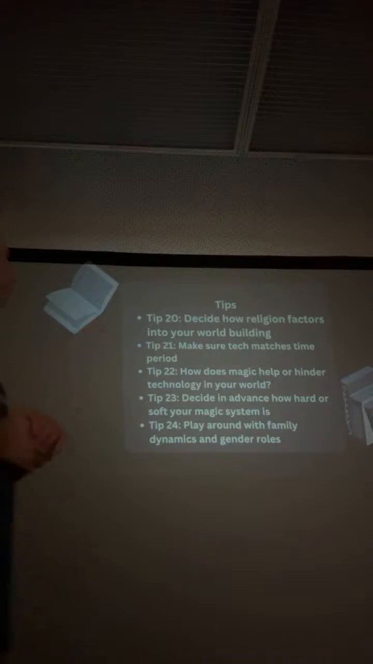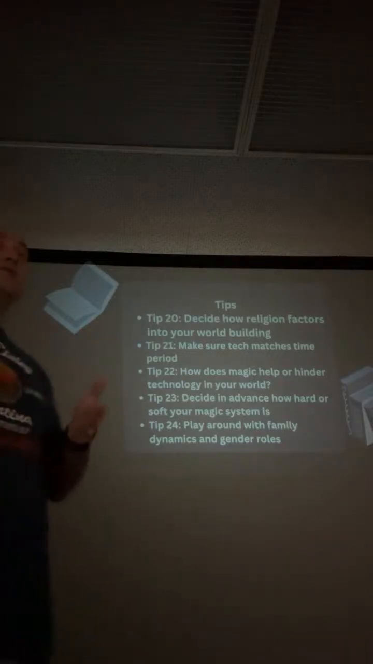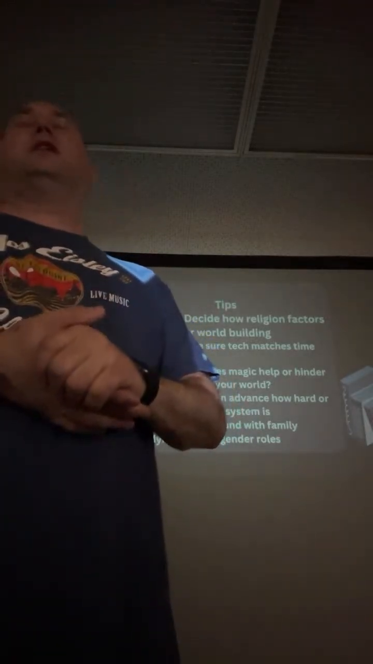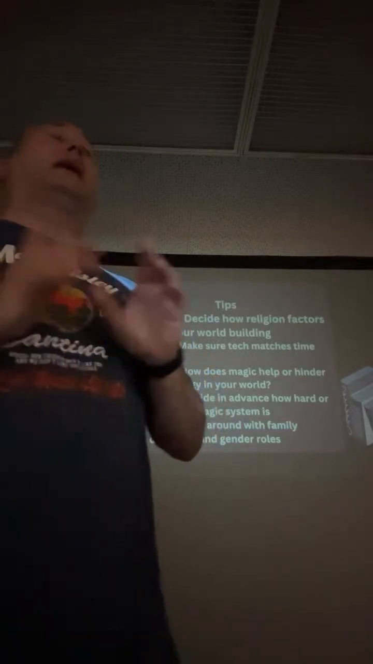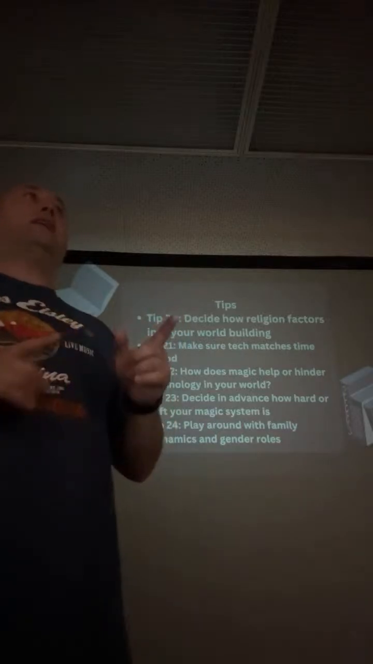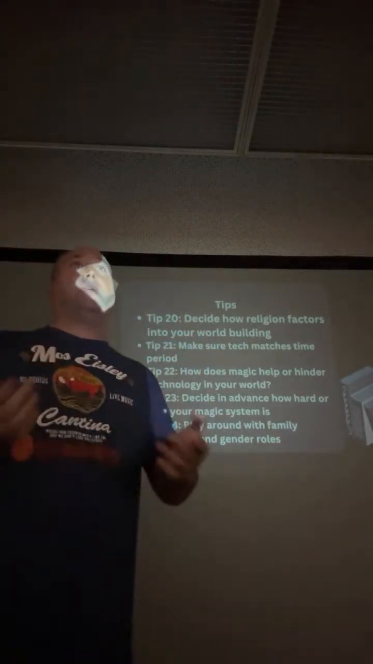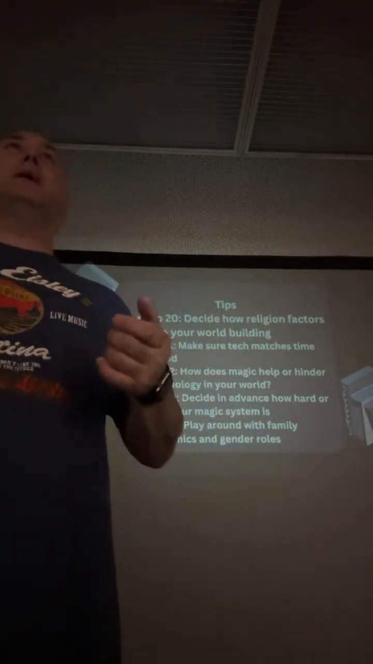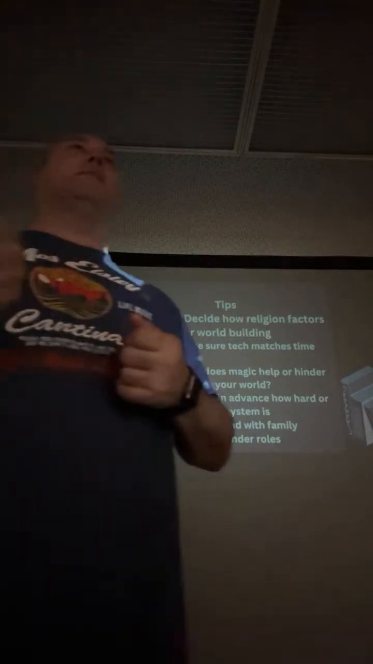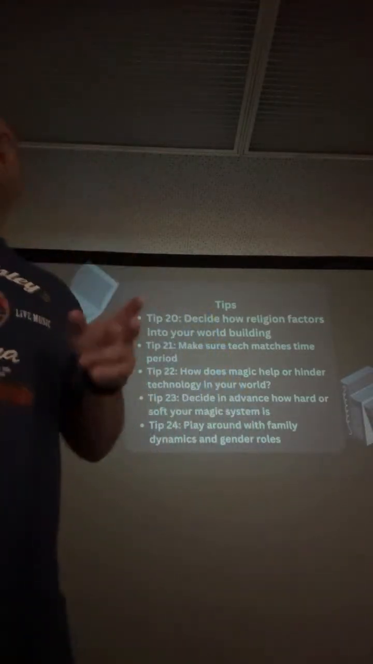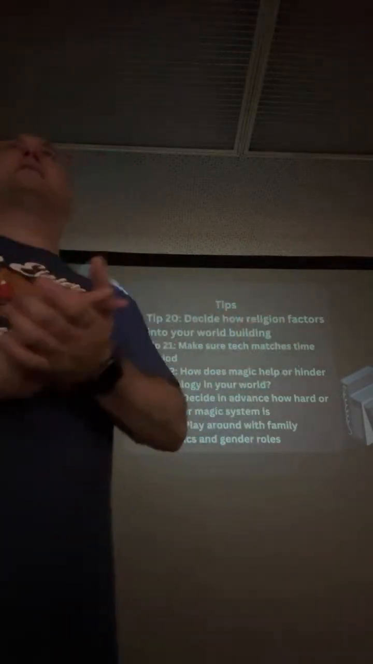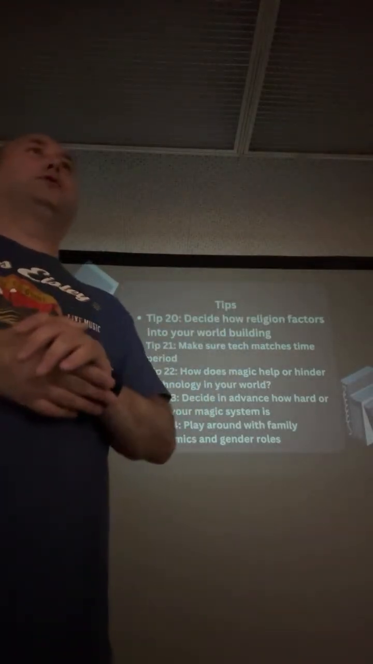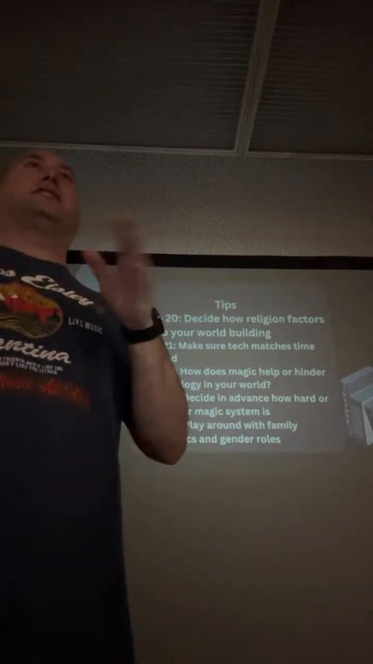Tip number 21, make sure that tech matches the time period. If you have characters living in a medieval setting, it would be really anachronistic to have digital technology. Now, it can be done if you have a character who's traveled back in time, like in Back to the Future, where Marty McFly has a Sony Walkman. It's got batteries. He can play music on it, and he uses it in the film to convince his dad, who is a teenager through the movie, to fall in love with his mom, so that he doesn't cease to exist in the future.